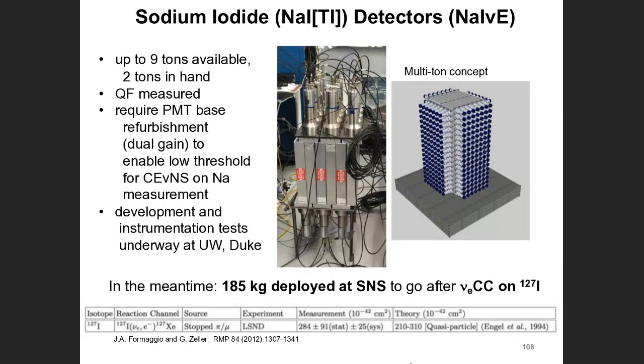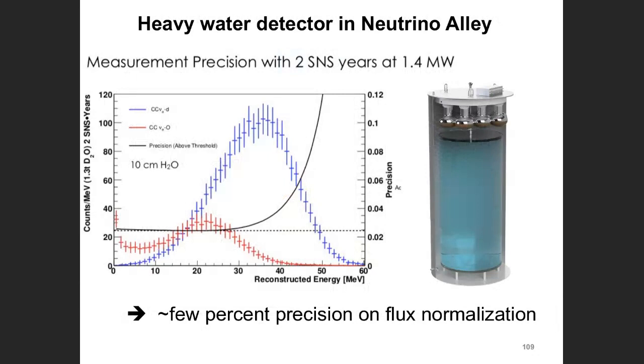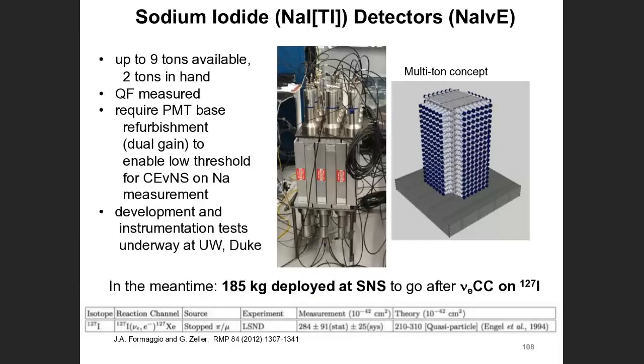So that's actually going quite well, and a very large number of them. So something like a ton scale. And there's actually already 185 kilograms deployed at the SNS, but not with high enough gain, not with sensitivity to 7s going after charge current events.